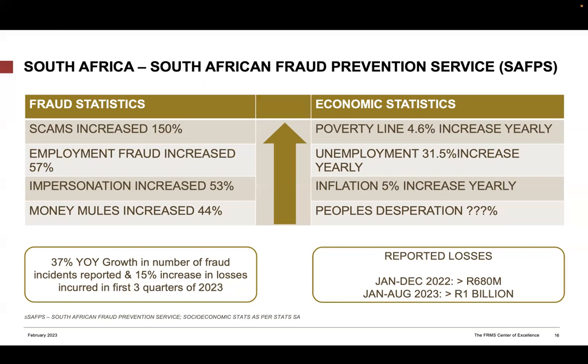So if we look at this 37% year over year growth, it's just huge as far as what fraud is doing right now. All we can probably do is chip away at that. A lot of these year over year numbers come from South Africa, but they tend to go across all of Africa. And if we look at the reported losses, 680 million was lost in 2022 versus a billion lost in 2023. That's basically the difference right there.